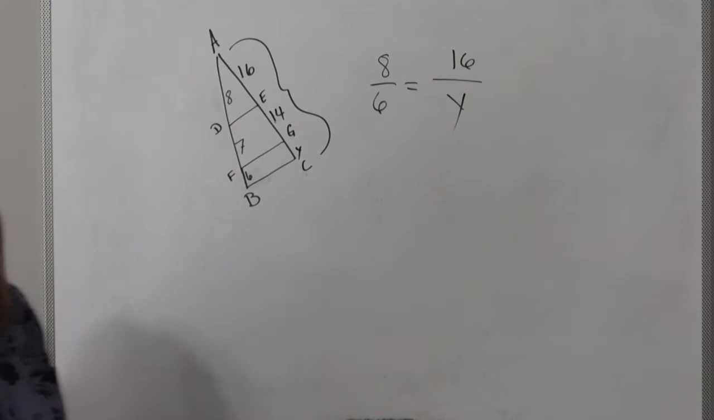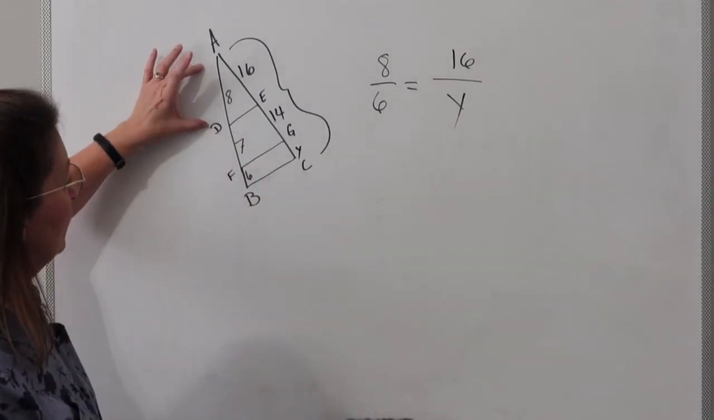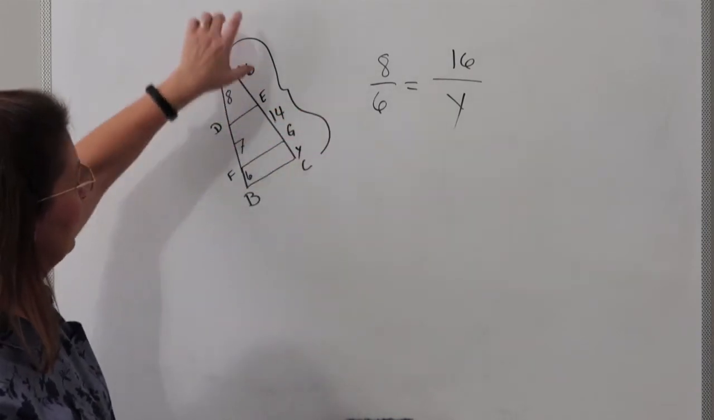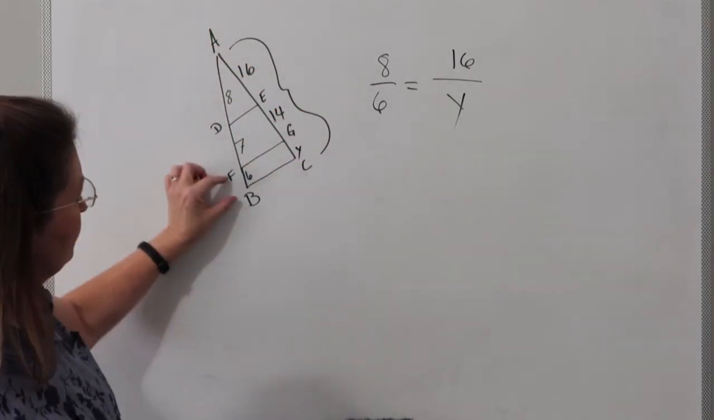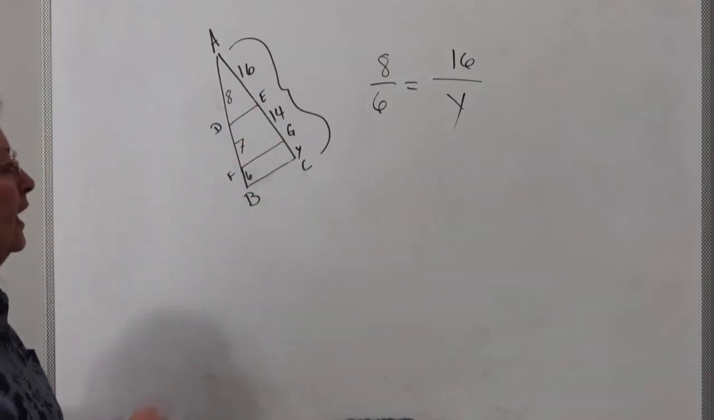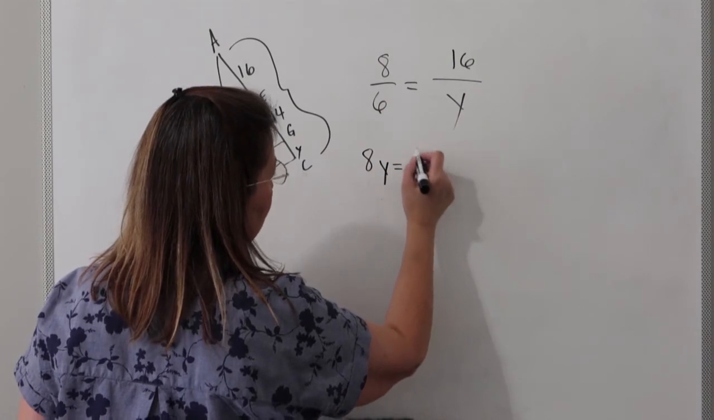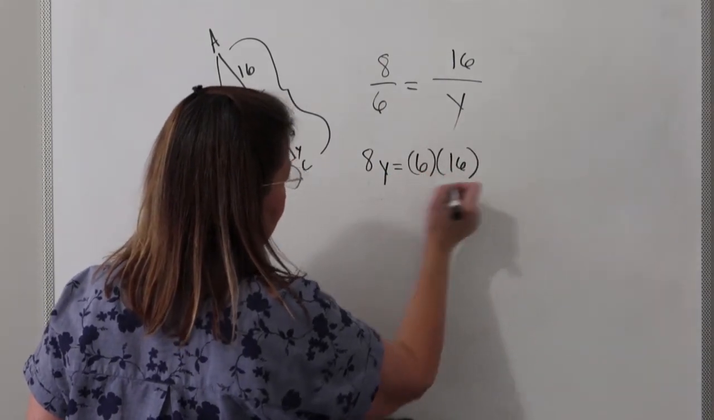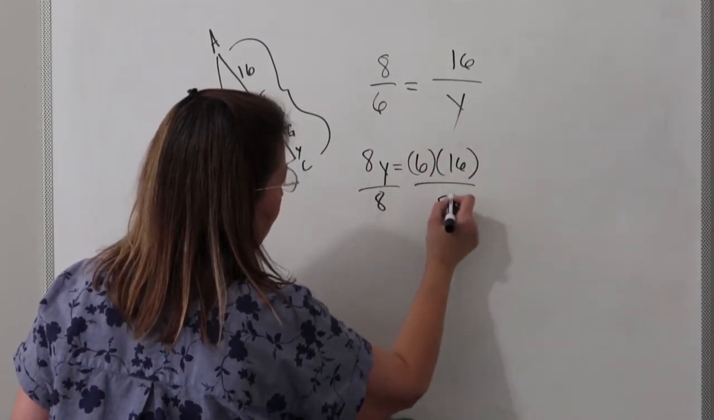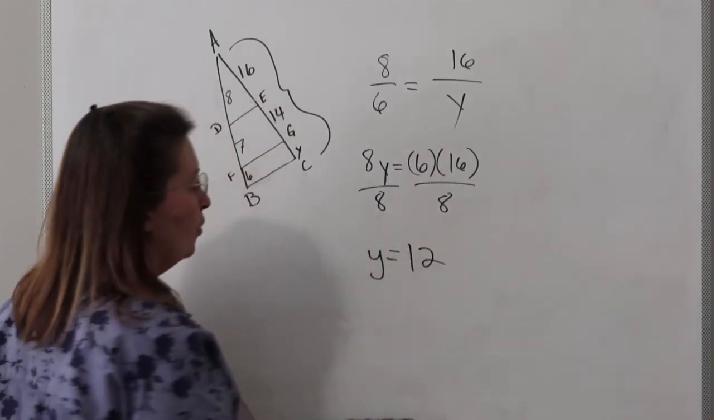But notice when you set up a proportion, you have to have some sort of a relationship. So this side is to the new side as this side is to that new side. Okay? And we're still going to cross multiply and solve. 8y is equal to 6 times 16. Divide both sides by 8. Therefore, y is equal to 12.